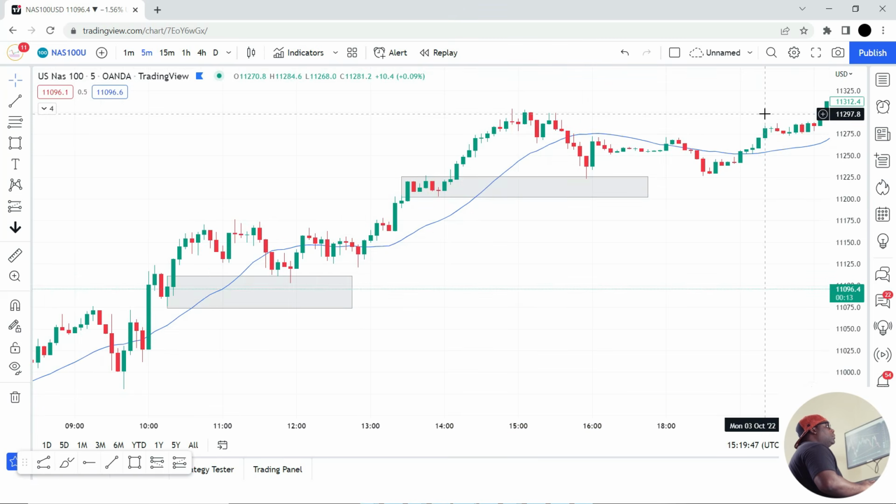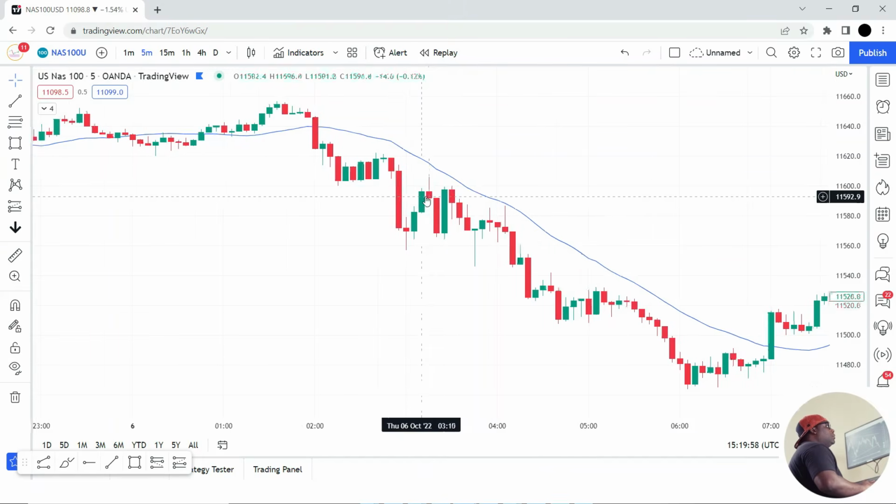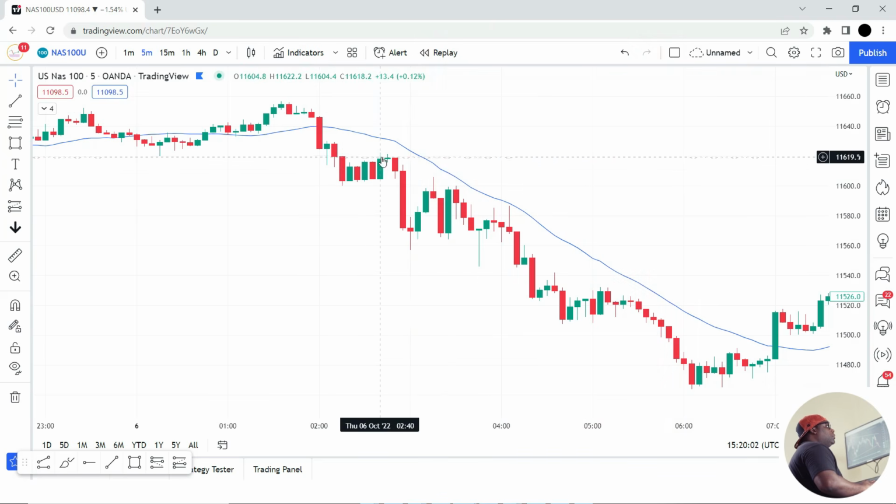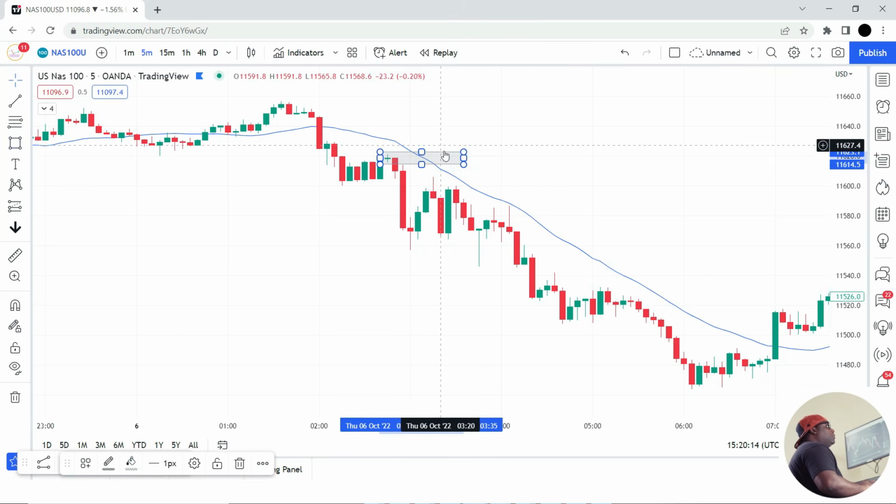So now let me show you guys a supply example. Remember what I told you guys before: supply is when the market's going down. So we have the market going down and we have a nice aggressive selling right here. I would say 1, 2, 3 candles. Again, we have the candle that started to move, but the market never came back to it.